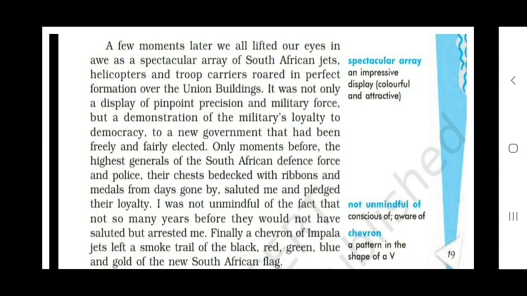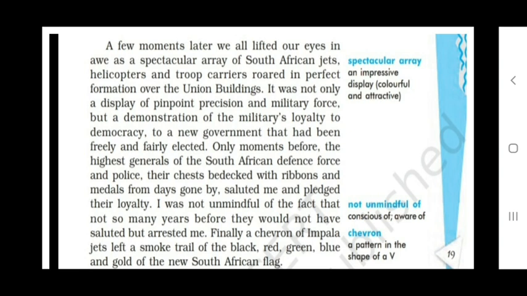And now he is giving a contradictory thing, that only moments before, the highest generals of the South African Defence Force and police, their chests bedecked with ribbons and medals from days gone by. So here, days gone by refers to the past days where the Britishers ruled over South Africa. So who is he talking about? Nelson Mandela is talking about the military people, the highest generals. So what did they do? Defence force, police, the highest ranking people. They had many medals and ribbons which were symbolic of their bravery and position.